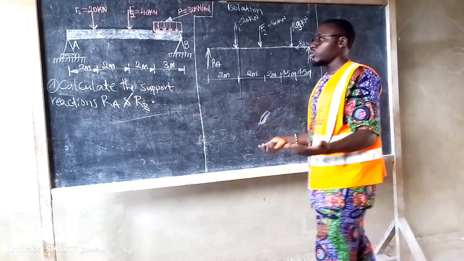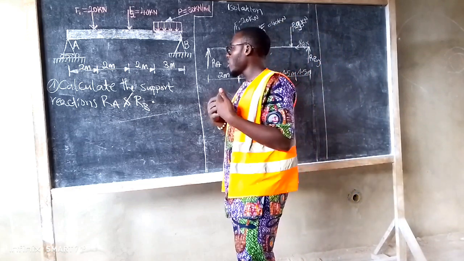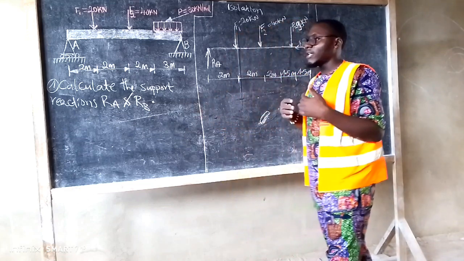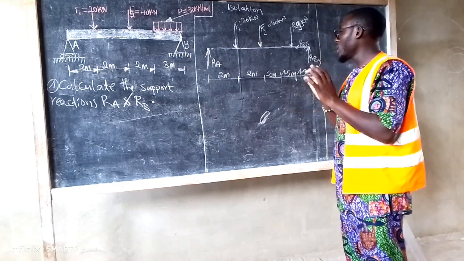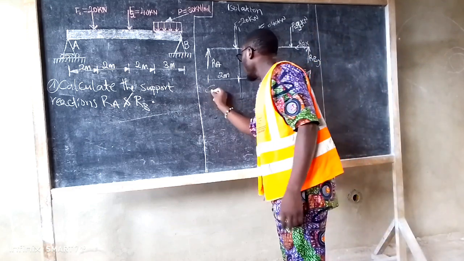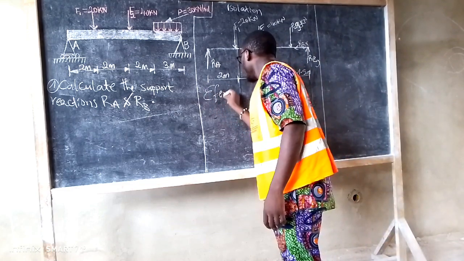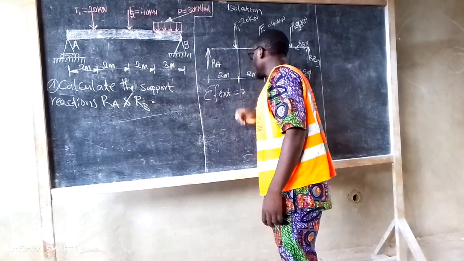So the first thing we are going to do is state the principle of statics. Statics states that for a body to be in equilibrium, the sum of all the forces acting on that body must be equal to 0. So the sum of external forces must be equal to 0.